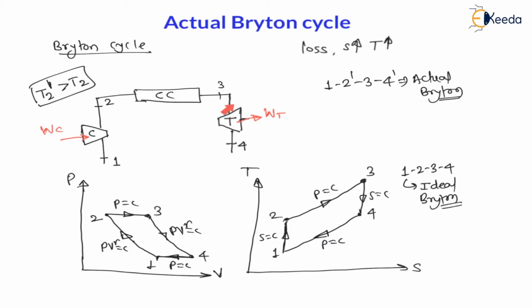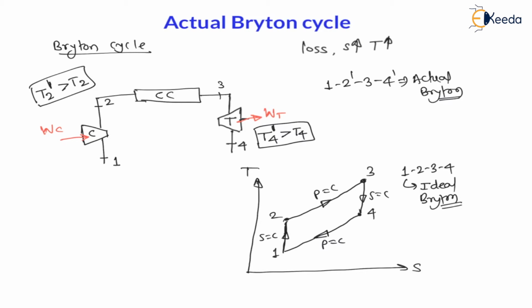Again, whenever there is a loss in the turbine, the temperature at the end of turbine exit, after expansion, T4, will be more for the actual cycle as compared to the theoretical cycle. Therefore again we can say this T4', the temperature at the end of expansion for the actual cycle, will be more than the temperature at the end of expansion for the reversible adiabatic cycle. Now we know how to find the work of compression and work of turbine for reversible adiabatic processes. In previous lectures we have seen this.